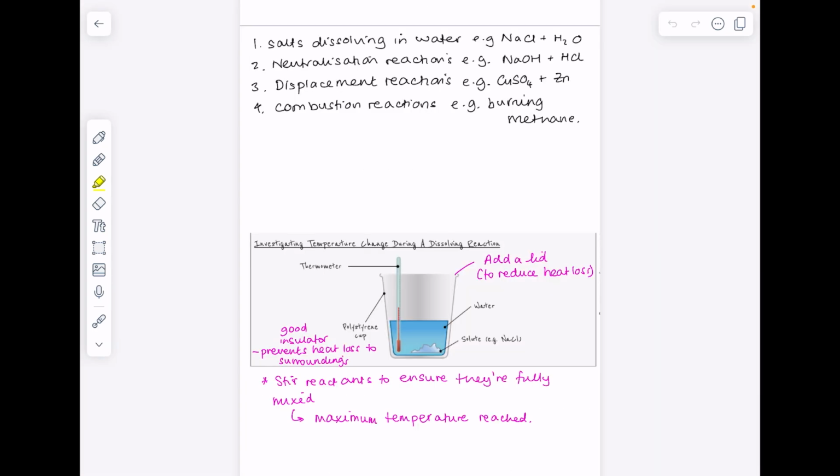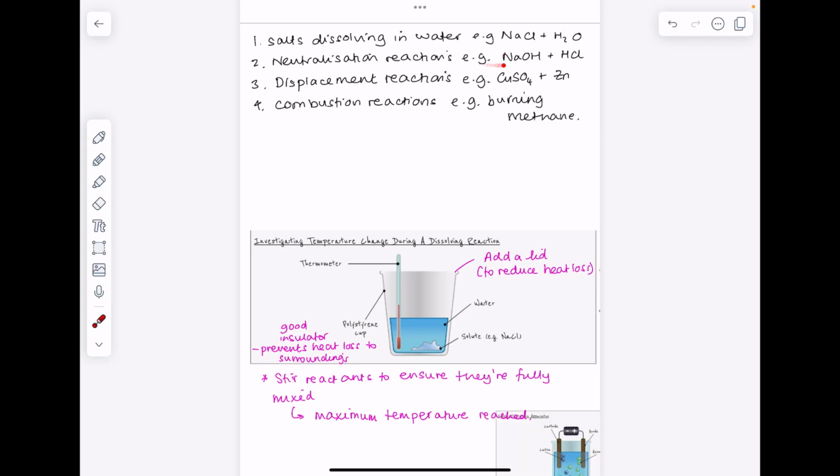Now, the ways in which we can investigate endothermic and exothermic reactions include the following. So we could add a salt to water, such as sodium chloride. Neutralization reactions, an acid reacting with an alkali, are exothermic, so the temperature will increase. Displacement reactions, so when a more reactive metal displaces a less reactive metal. And combustion reactions, which is all to do with burning fuels like the alkane methane.